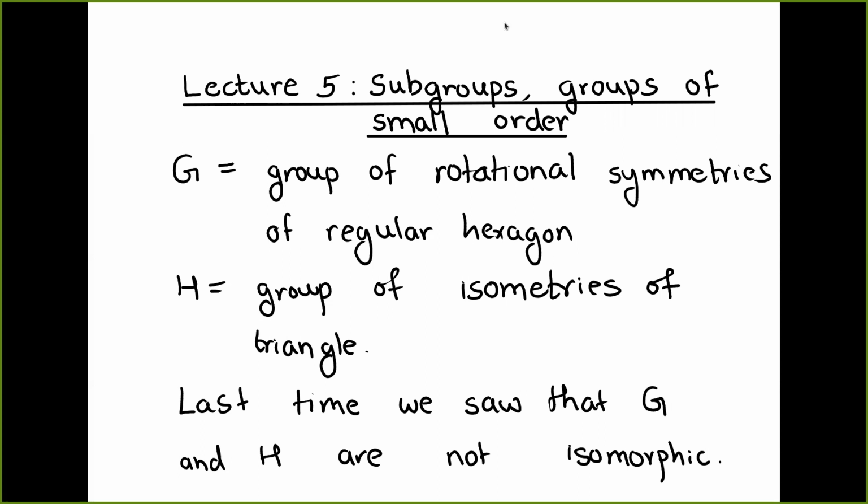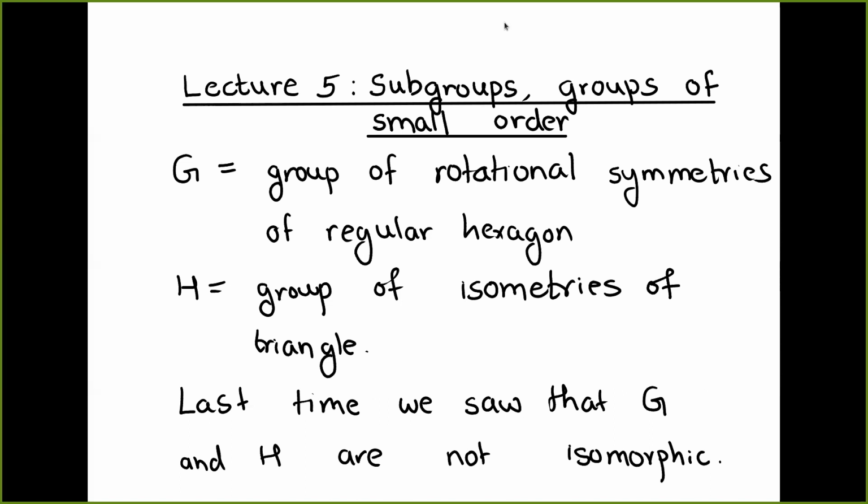Let me start this lecture by continuing the discussion we were having last time. So let me quickly remind you what that was. We were talking about two groups, G and H, and both these groups have 6 elements. And we proved that even though they have the same number of elements, they are not isomorphic as groups. So there is no isomorphism from G to H. Let me remind you what the groups were.